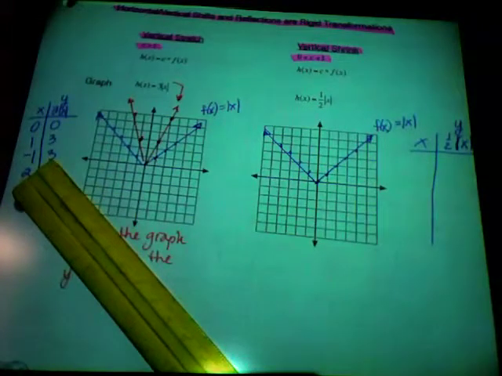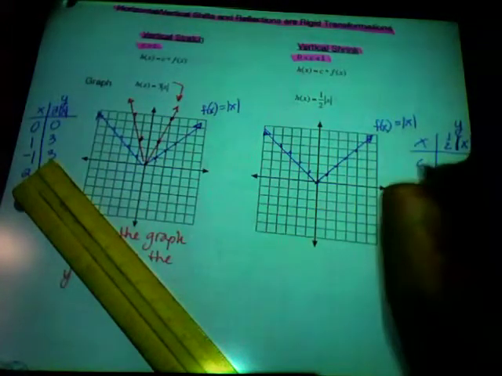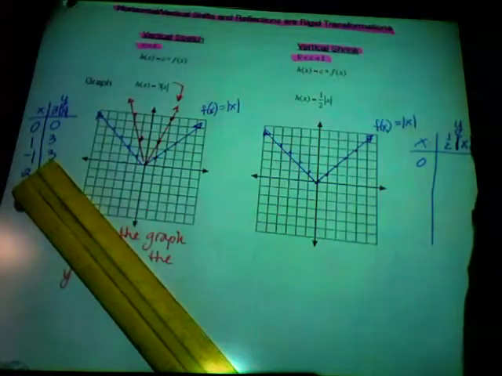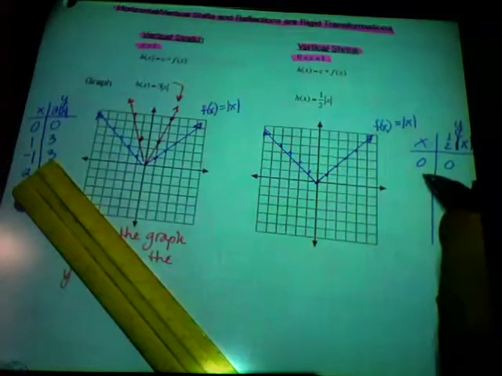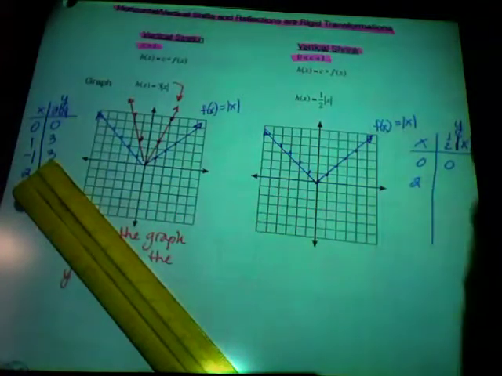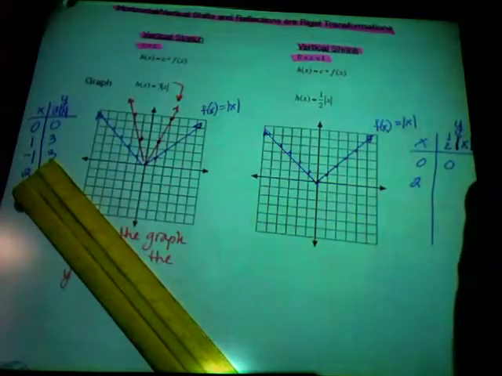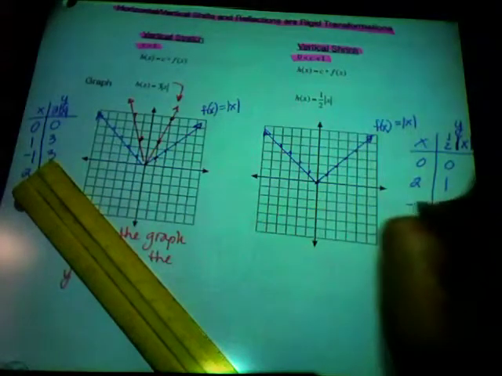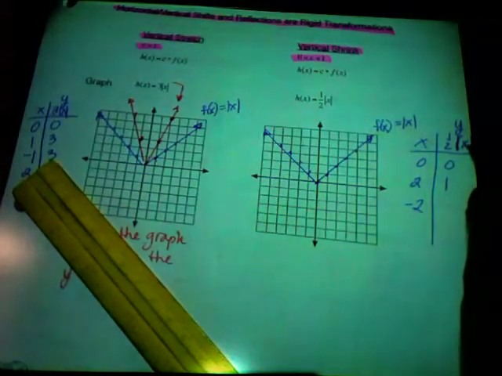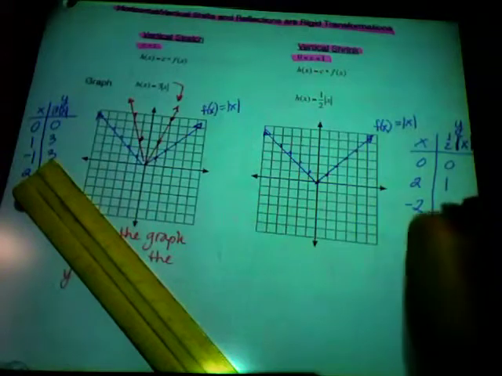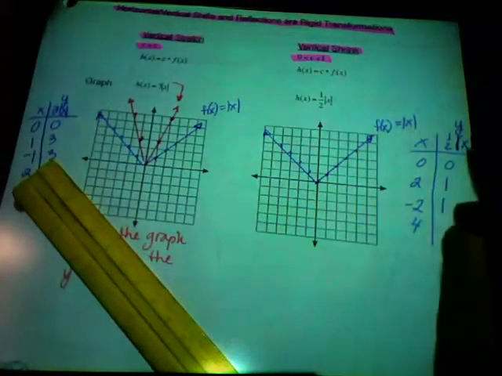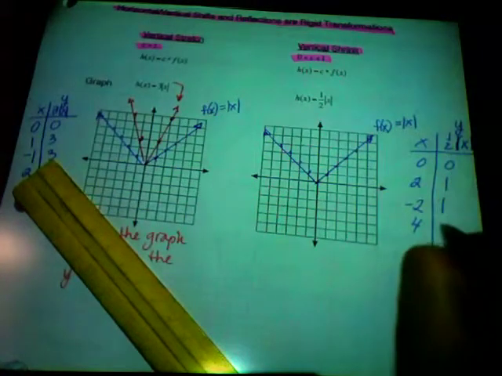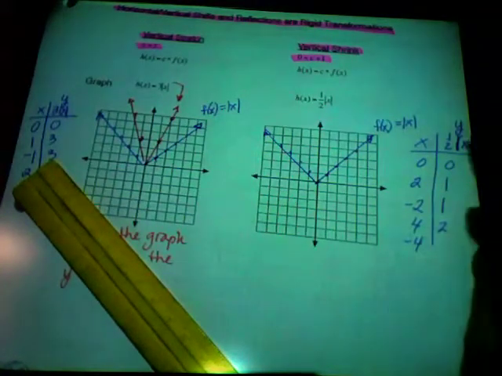So I'm not going to choose every single point that I put on here. So I will choose 0. Absolute value of 0 is 0. And what's half of 0? 0. I'm not going to choose 1 because I can't take half of 1. So I'm going to skip to 2. Absolute value of 2 is 2. Half of 2 is 1. Negative 2. Absolute value of negative 2 is 2. Half of 2 is 1. And let's do 4. Absolute value of 4 is 4. Half of that is 2. And then negative 4. Absolute value of negative 4 is 4. Half of that is also 2.